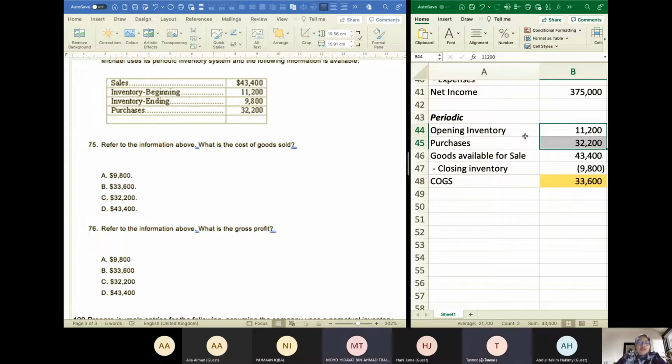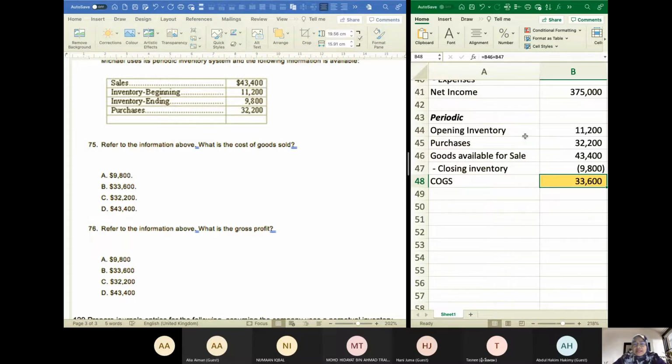Yes, doctor. So if you have goods available for sale of 43,400, but you do a stock take, and you only see that you have 9,800, where are the balance of the goods? The goods which are not there must be sold. So the closing figure shows what is missing, which means those are goods which you have sold. This is what we call cost of goods sold.